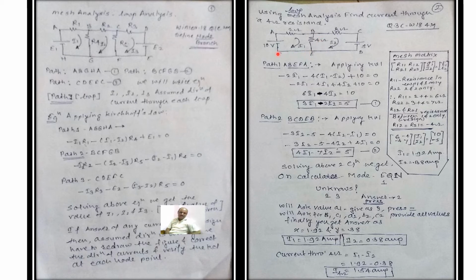And finally here from this to this we'll move negative to positive, so it is plus 10 is equals to 0. That's why here I have written that this is the 2 ohm resistance, so minus 2 I1, then minus 4 into I1 minus I2 plus 10 is equals to 0. That completes your equation number 1.